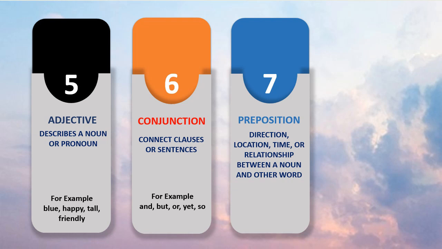She walked to the park. Here, to tells us the direction of her movement. We met at 6 p.m. Here, at tells us the time of the meeting. He sat with his friend. In this sentence, with tells us the relationship between him and his friend.